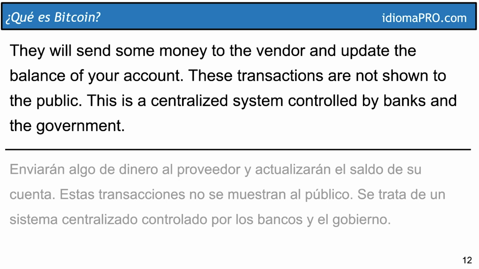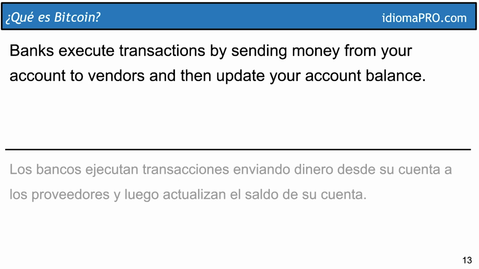These transactions are not shown to the public. This is a centralized system controlled by banks and the government. Banks execute transactions by sending money from your account to vendors and then update your account balance.